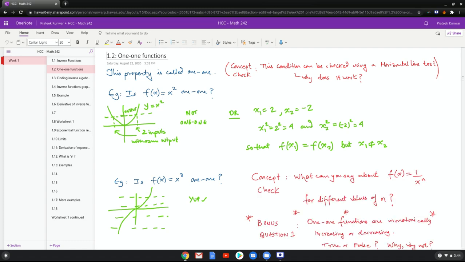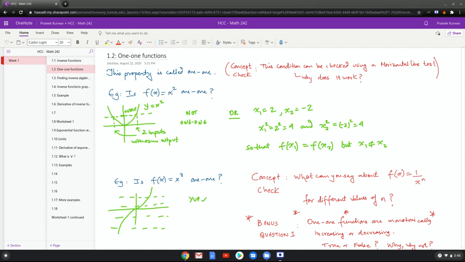This property that we just described is called being one-one. Here's a small concept check problem for you. Whether a function is one-one can be checked by something called a horizontal line test. How and why does that work? You can think about it. In the meantime, let's look at an example.